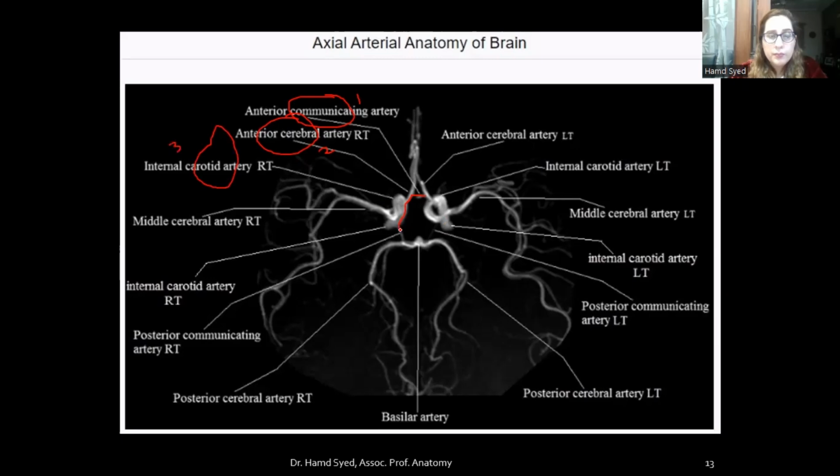And then we have number 4, which is the posterior communicating artery. And then number 5, which is the posterior cerebral artery. And then comes number 6, which is this here, the vertebro-basilar artery. So these are the 6 vessels which are forming the Circle of Willis at the base of the brain.